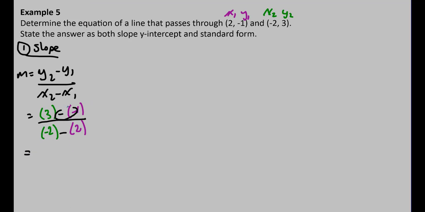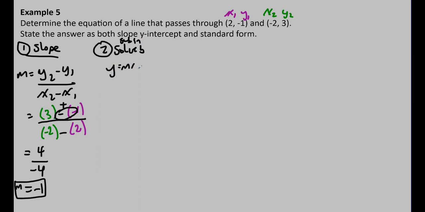And then we do the math. So 3 minus minus 1 is like 3 plus 1, which is 4. Negative 2 minus 2 is negative 4. And this reduces to negative 1 on your calculator. So I have the slope. The next step is to solve for b and sub in.